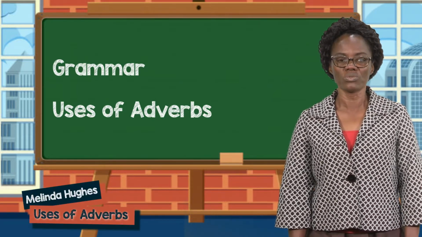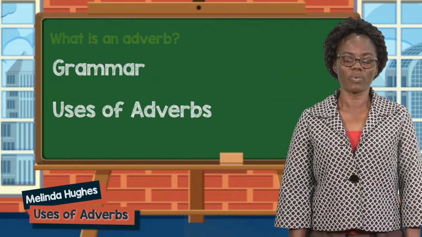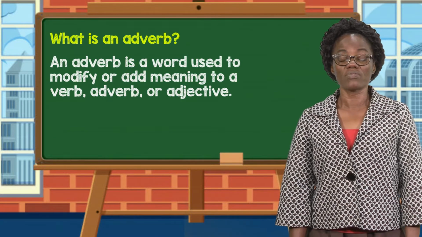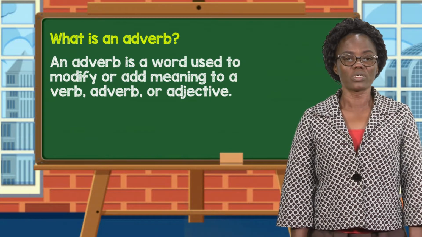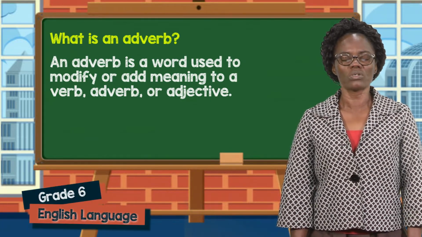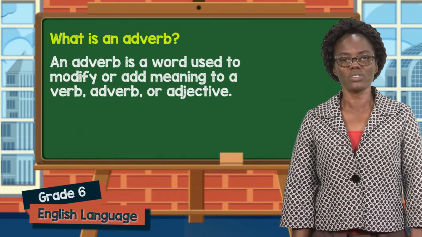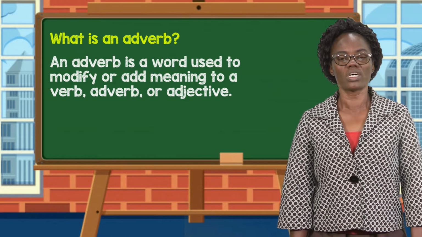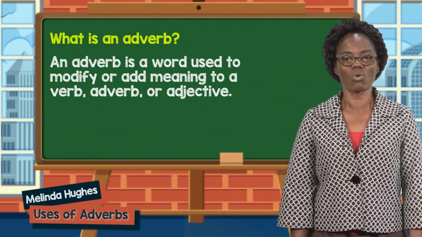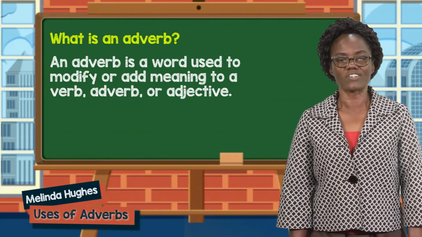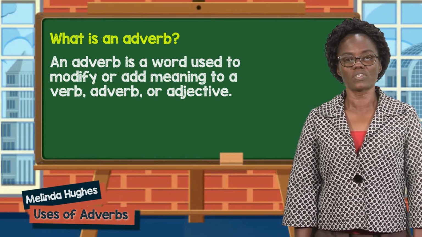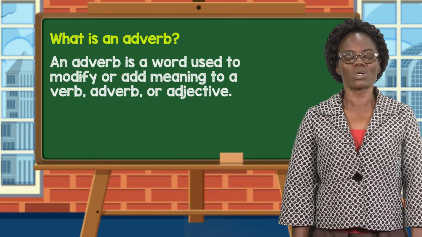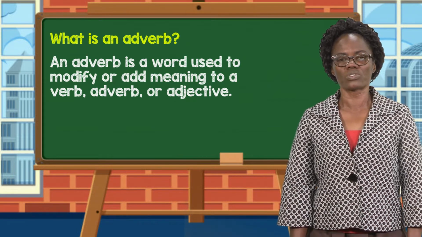But before we do, let me do a quick recap. What is an adverb? An adverb is a word that is used to modify or add meaning to a verb or another adverb or an adjective. And so an adverb is a part of speech. So today, we will look at the uses of adverbs.